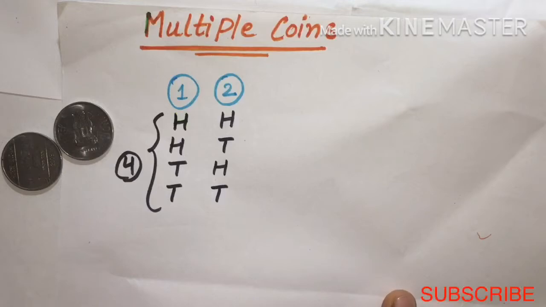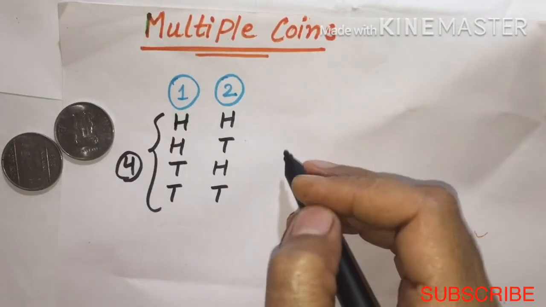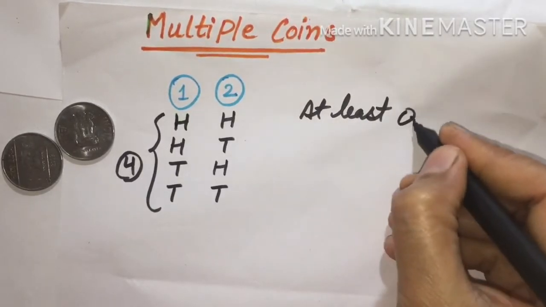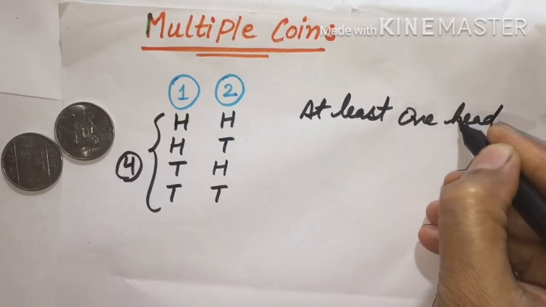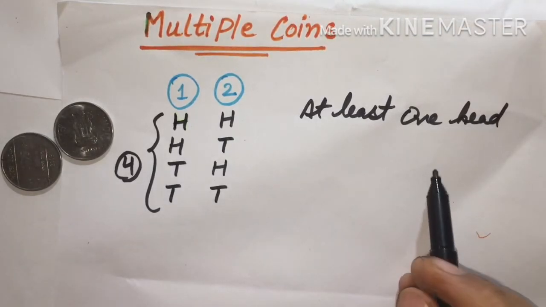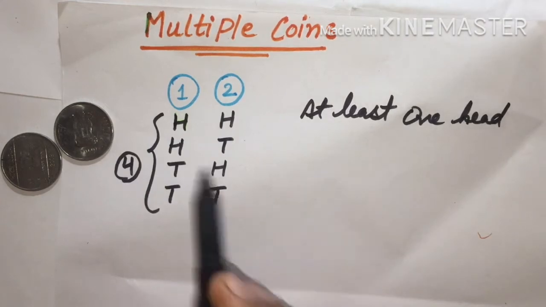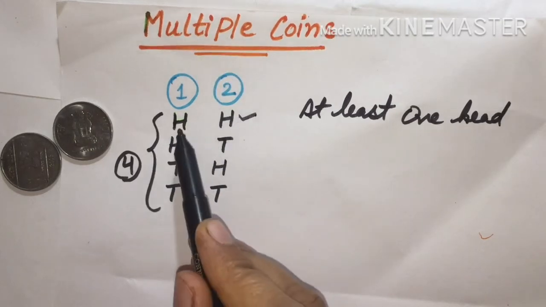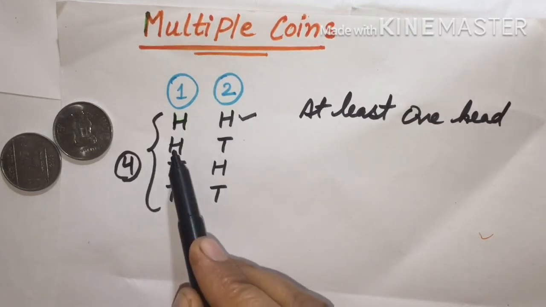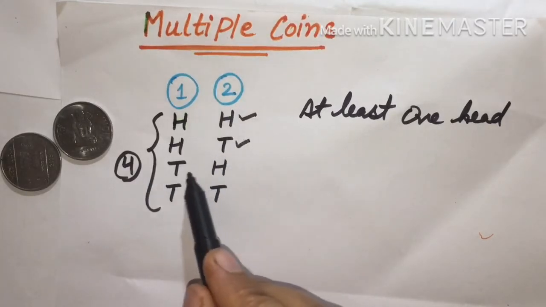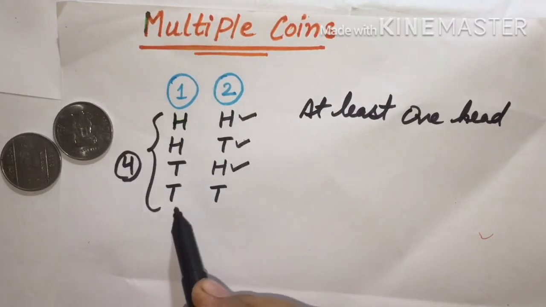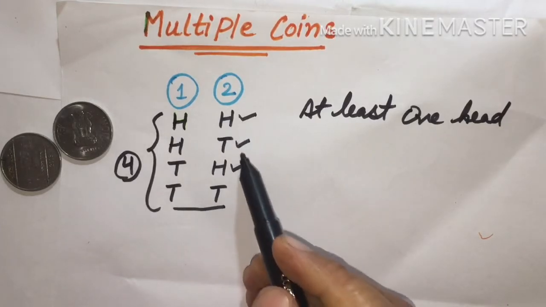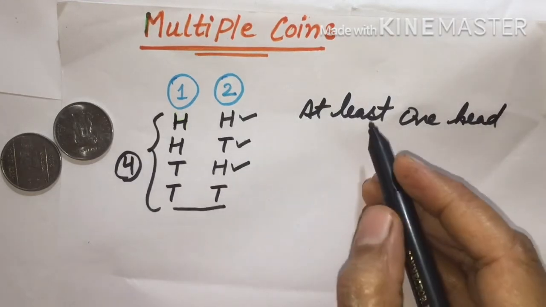So how will a question come under this category? If I say at least one head should be there, how many possible cases are there? At least means one head at least should be present. So you can take this case, two heads, and this case, one head, and this one also, one head. But we will not take this one because both are tails. So 1, 2, 3: total favorable cases are 3.